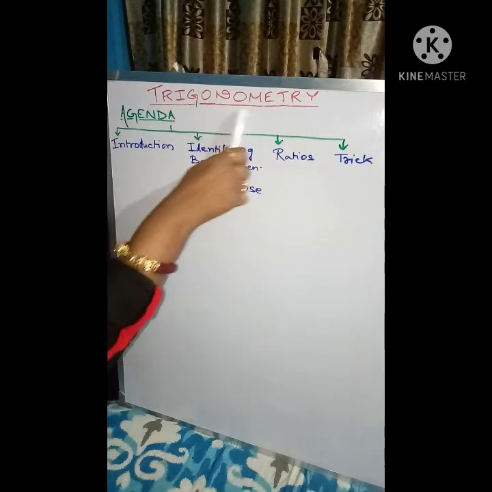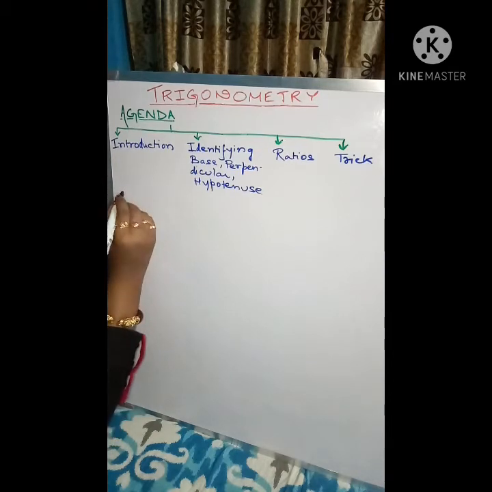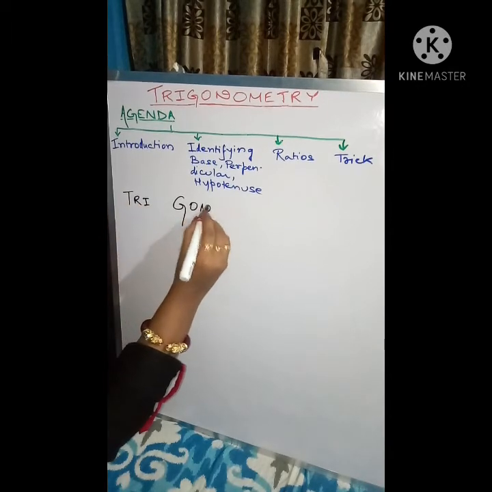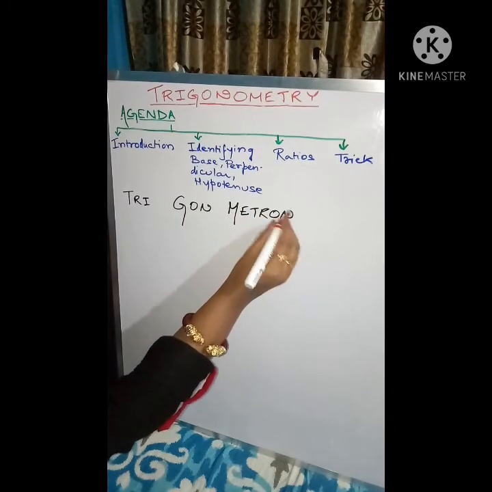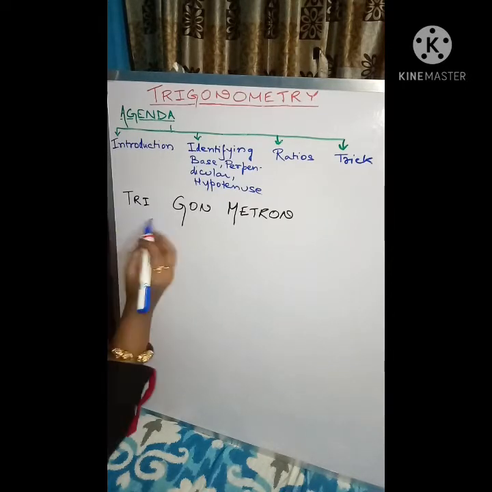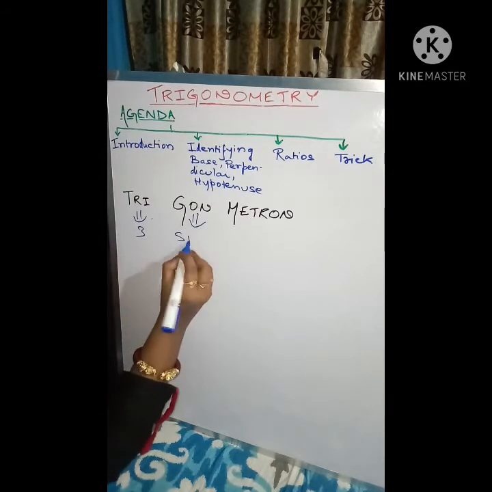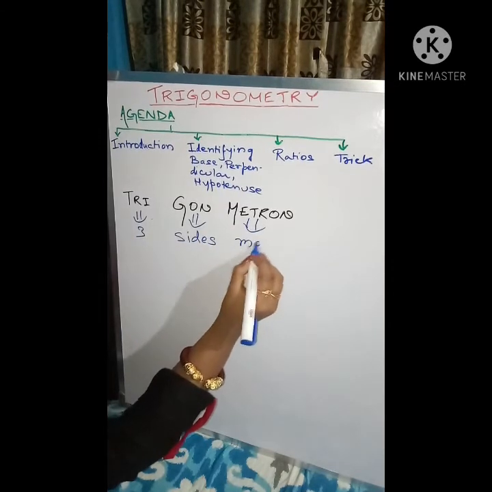Look, trigonometry is a single word, right? But it can be broken into three Greek words: tri, gon and metron. Now, what do these three words actually mean? Tri means three, gon means sides, and metron means measure.